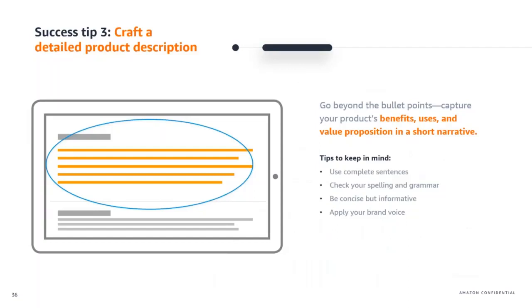And with your product description, you can really go beyond the simple features included in your bullet points, and you can capture your product's benefits, a value proposition in detail, and also highlight its uses in more detail. As a best practice, you should always write descriptions for your products. And I would treat description like it's a short narrative, so use complete sentences, check your spelling and your grammar, and make sure that you're concise but informative. And apply your brand's unique voice. Accurate, engaging copy can help turn your ad and your ad clicks into purchases.